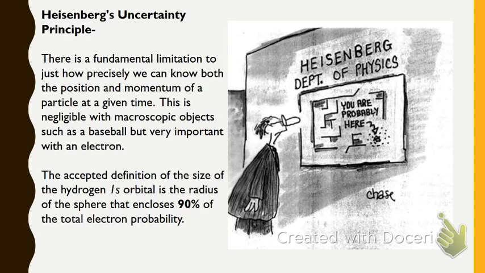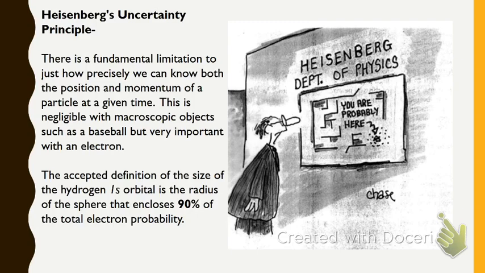That brings us to the Heisenberg uncertainty principle. In a nutshell, it basically says we cannot know both the position and the velocity of a particle at any given time. And so the accepted definition of the size of a hydrogen 1s orbital is that the radius of the sphere encloses 90% of the probability of where that electron is located. So when we're talking about this, it means we're 90% sure that's where the electron is located.